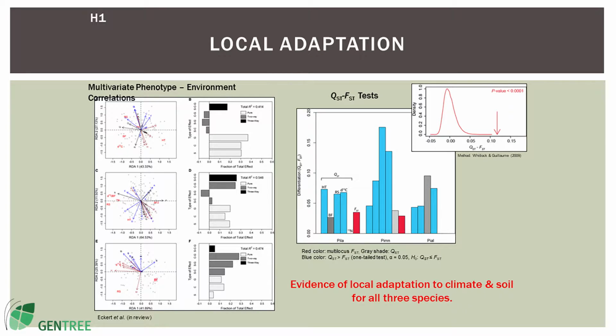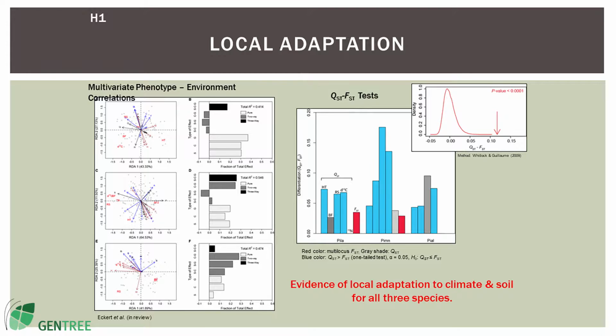If we then test whether or not the QST from the previous table is bigger than FST, using the method of Whitlock and Guillaume, which takes into account the substantial variances of these things, anything in blue over here is bigger than what's in red, which is FST. Blue and gray are QSTs, that's FST. Anything blue across species is significantly bigger.